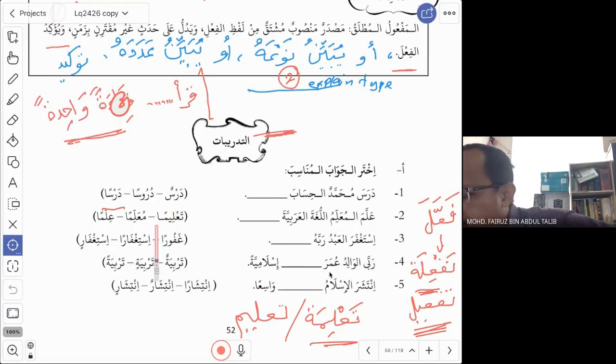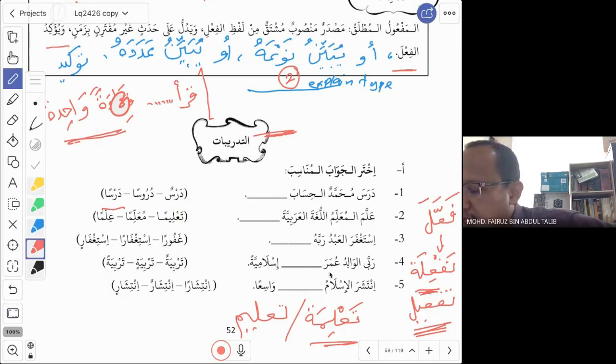What you have here is ta'lim. So this one, the ta'lim, is the correct answer. So we say allama al-muallimu al-lughata al-arabiyyata ta'liman. The meaning is that, just to emphasize, indeed the teacher has taught the Lughah al-Arabiyyah.